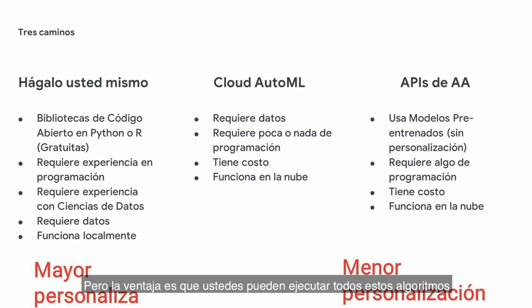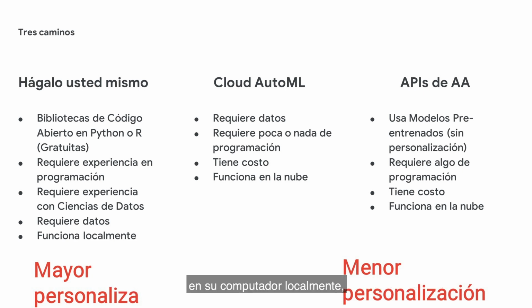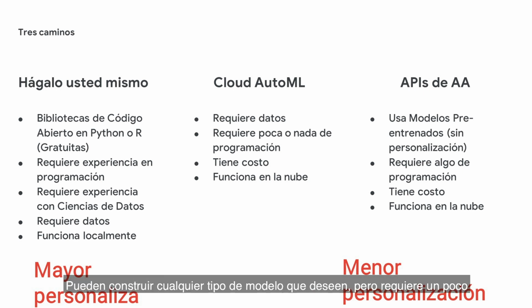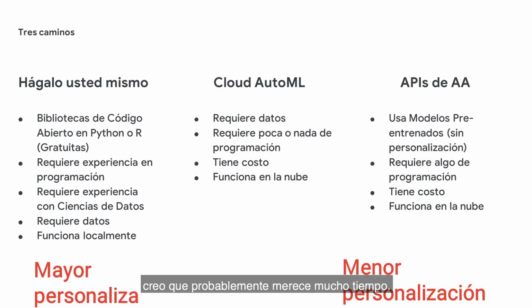But the advantage is that you can run all of these algorithms on your computer locally, and you don't have to pay anyone or be pulled into any other service. So this is the DIY route. It allows you the most customization. You can build any type of model you want, but it is a bit of work, and you have to know programming and data science. Okay, it's the DIY route. I'm not going to talk about that one because I think it deserves probably a lot of time. But I will talk about these 2 things on the right.